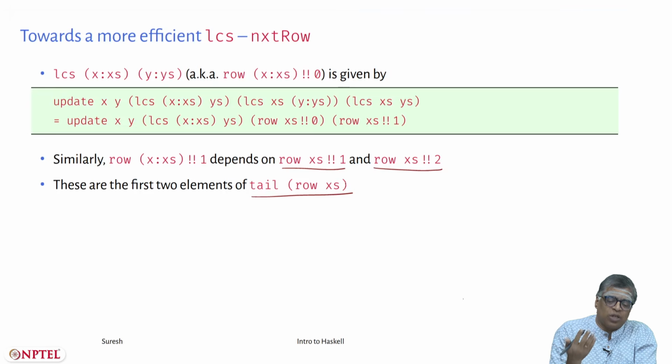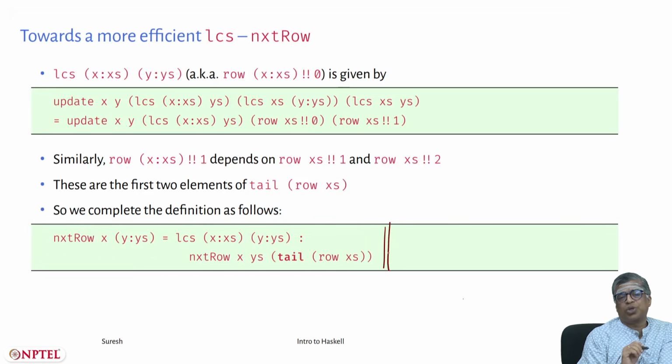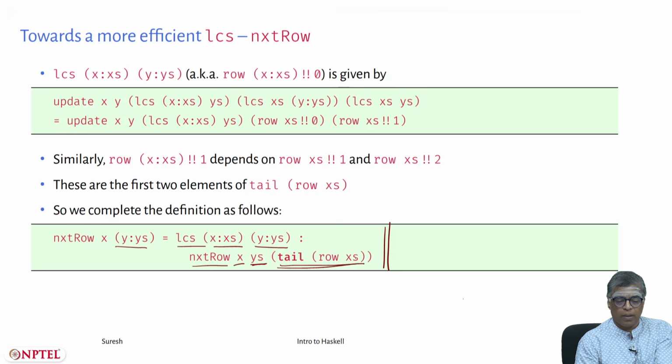Based on this logic, therefore, I have tried very hard to give the intuition for this. Based on this logic, what you should actually do is this. Next row of x, y colon y's is nothing but LCS of x colon x's followed by y colon y's, followed by next row of x y's, where instead of y colon y's I have y's here, tail of row of x's. So this is the important point.